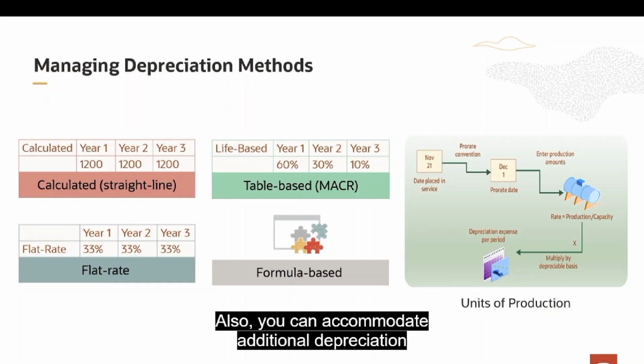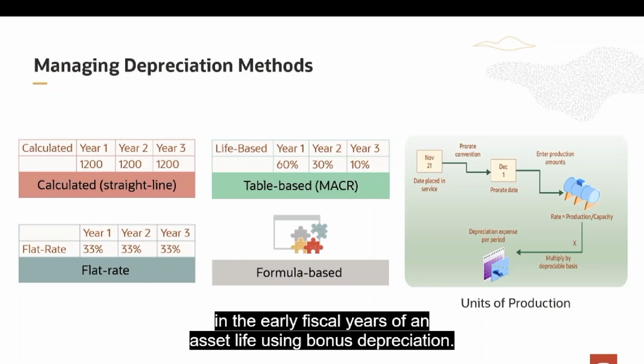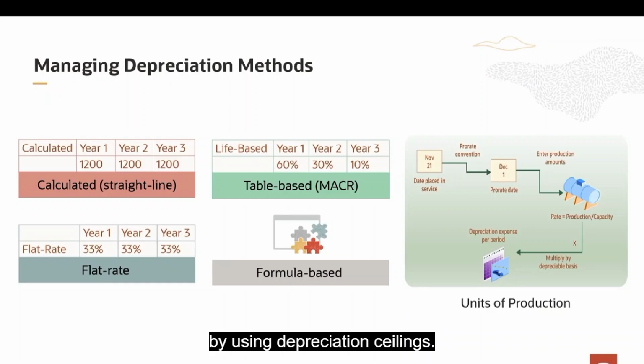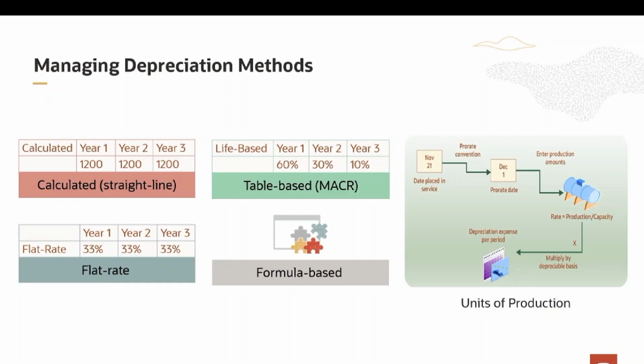Also, you can accommodate additional depreciation in the early fiscal years of an asset life using bonus depreciation. You can also limit the amount an asset depreciates by using depreciation ceilings.